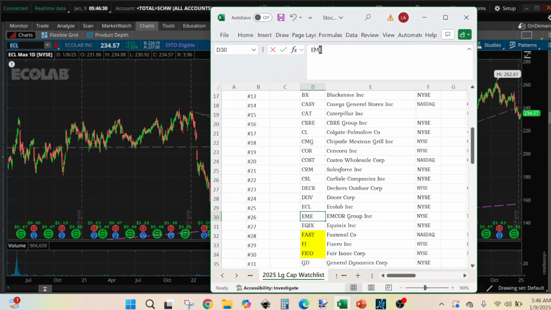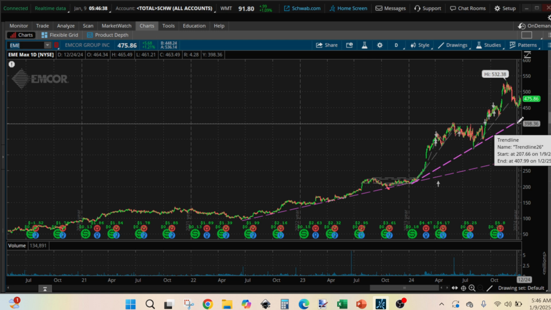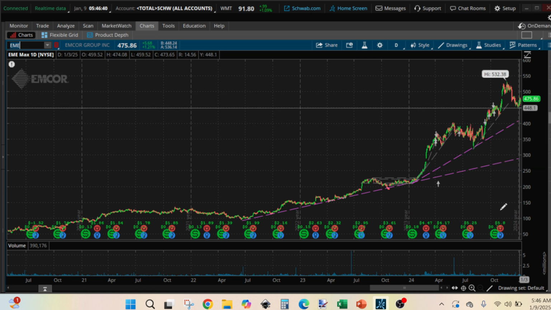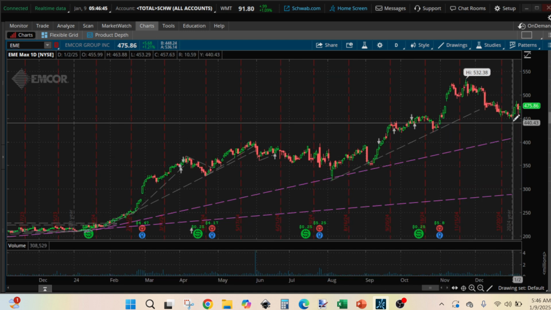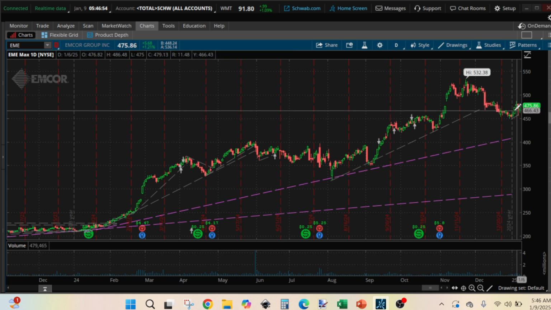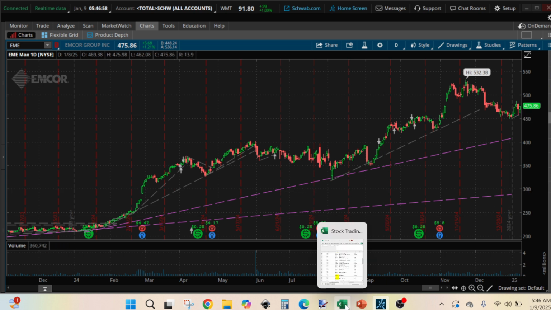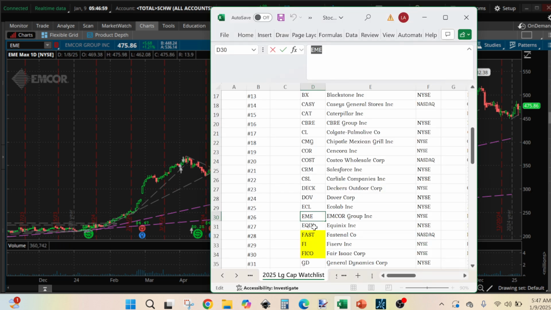EME. We like to buy it at this trend line. Right now it seems to be starting a new trend line there, because that low is lower than this one, so this low is higher than this low when you compare their bottoms.